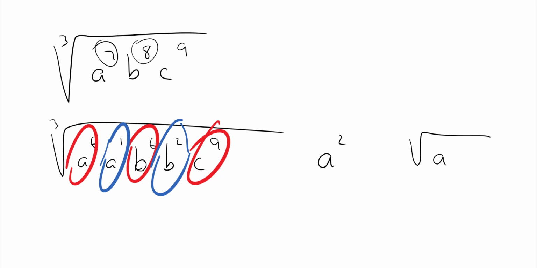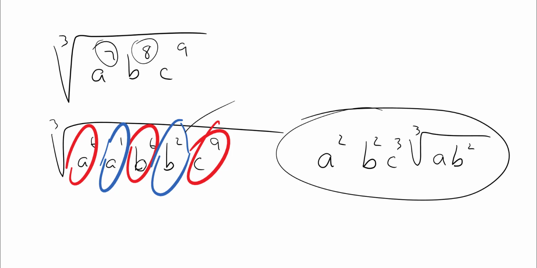And let's do the b now. Again, 6 divided by 3 is 2, so it's b squared. And there's a b squared left over as well right here, so b squared. And c to the ninth, so 9 divided by 3 is 3. So c cubed, and there's nothing left over. And let me put a cube root. So this is my final answer.